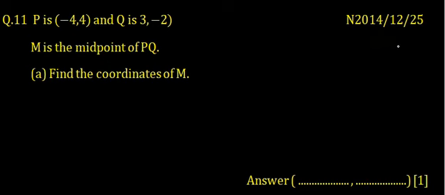Question 25, paper 1, 2014. P is (-4, 4) and Q is (3, -2). M is the midpoint of PQ. Find the coordinates of M.